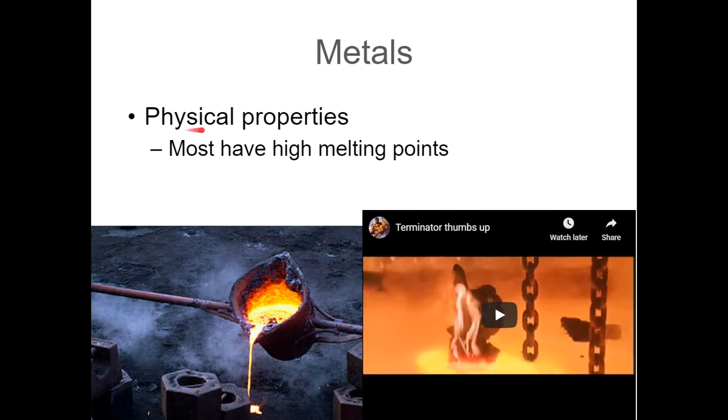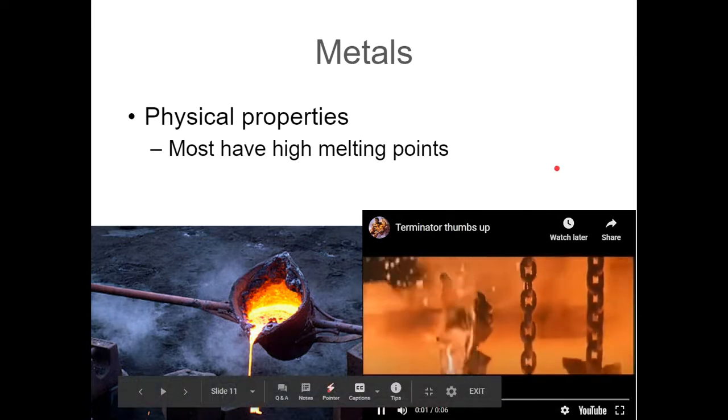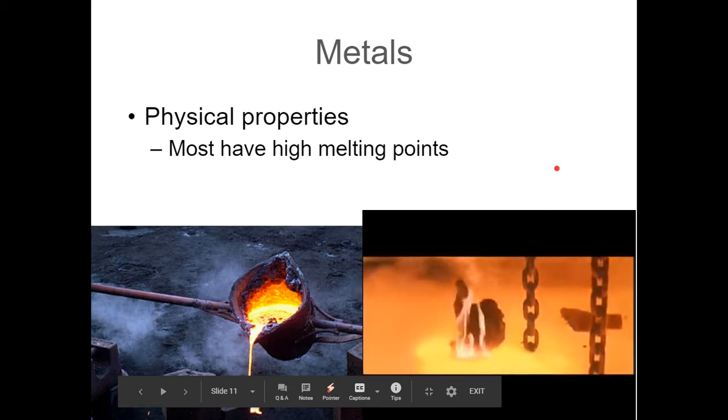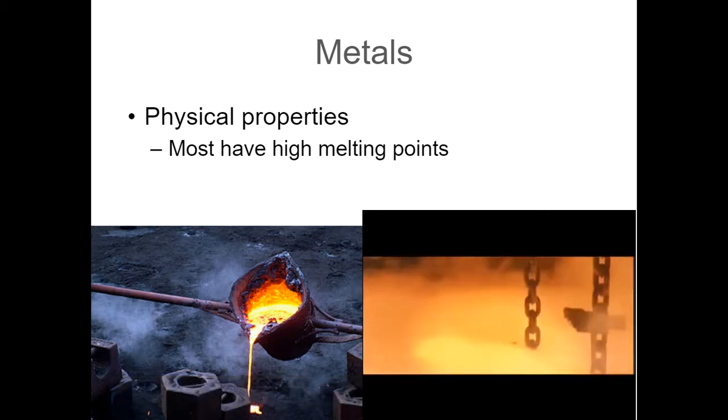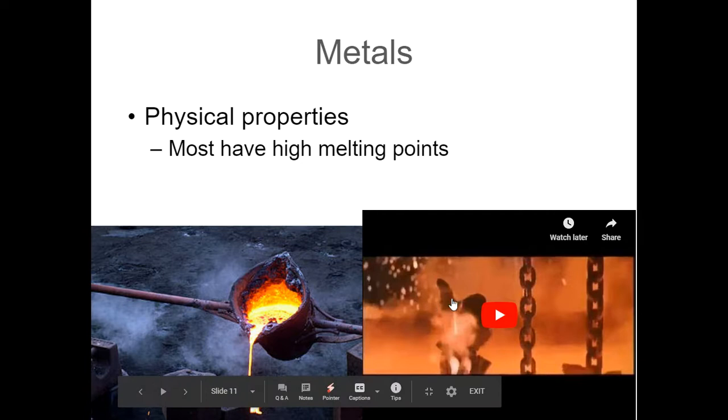Another physical property of metals is that most have a very high melting point. You may recognize this from Terminator 2: Judgment Day. Of course, the Terminator itself was made of metal. Actually, it didn't self-destruct. It got lowered into this because it cannot self-destruct, if you remember correctly from the film, and melted down with the rest of the metal.